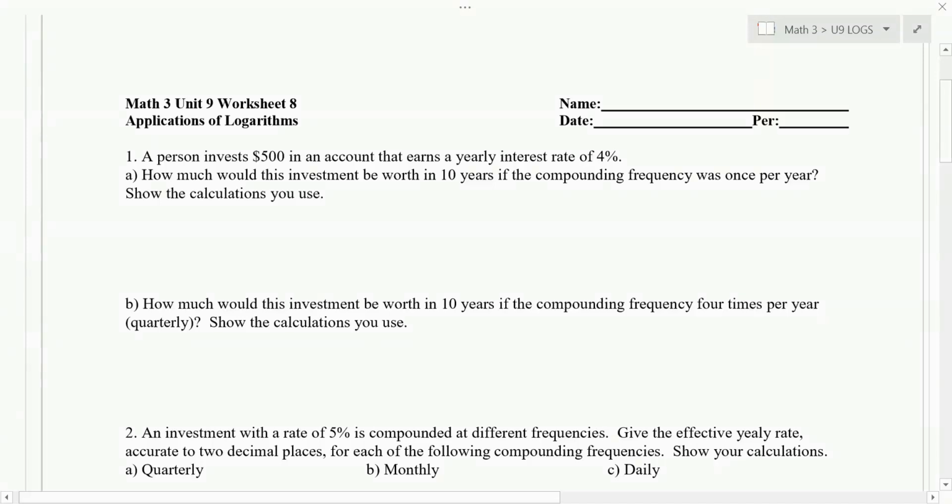I'm going to go over a few problems from the Math 3 Unit 9 Worksheet 8, Applications of Logarithms. So number 1 says, a person invests $500 in an account that earns a yearly interest rate of 4%. How much would this investment be worth in 10 years if the compounding frequency was once per year? Show the calculations you use.